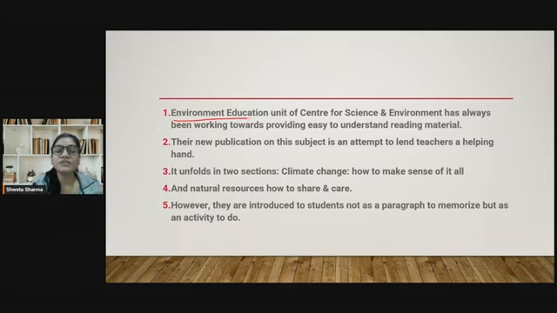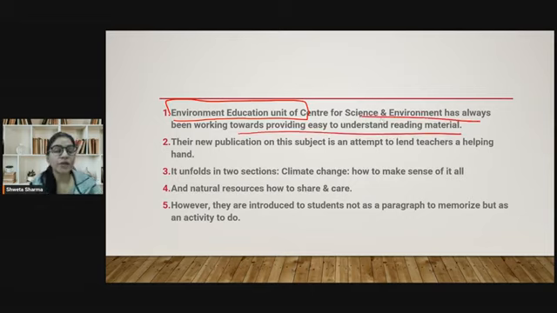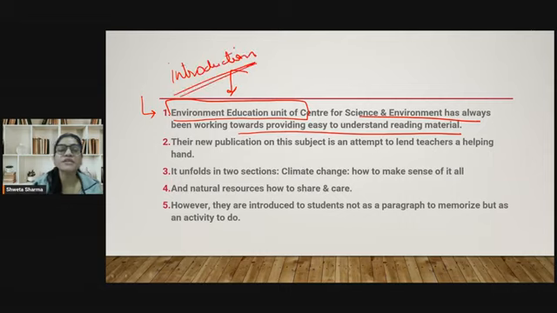So, in the sentence, we started: the Environmental Education Unit of Center for Science and Environment has always been working towards providing easy to understand reading material. We start with this sentence because this is where you find the introduction to the entire passage. Now, why is that reading material easy? We get to see that in the second sentence.